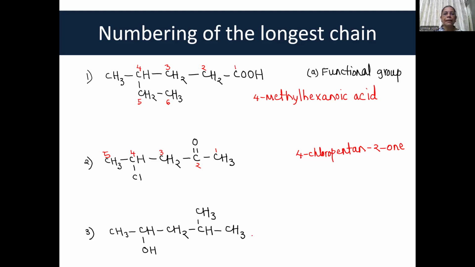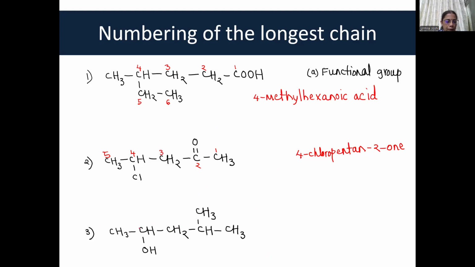Now look at the third example. One instruction to everybody: I am using a red pen because the numbering can be clearly seen in this video, but in the exam, you are not going to use the red pen. You are allowed to use blue and black only.